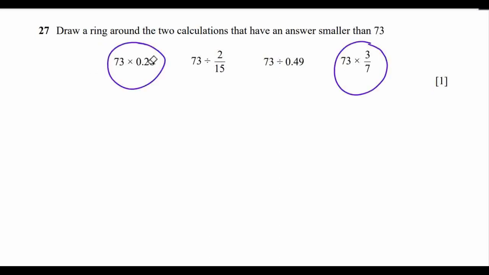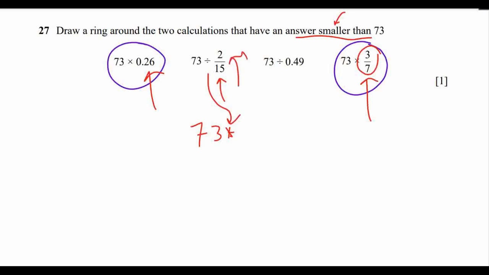So we have two rings: 73 times 0.26. The answer should be smaller than 73, so the idea is we have to multiply with a number that is smaller than 1, and 73 times 3 over 7, 3 over 7 is smaller than 1. But when we divide, to get a smaller answer, we have to divide with a number greater than 1, as this one is smaller than 1, it will be wrong. When we convert division into times, we have to swap this one up and down, so it becomes 15 over 2.